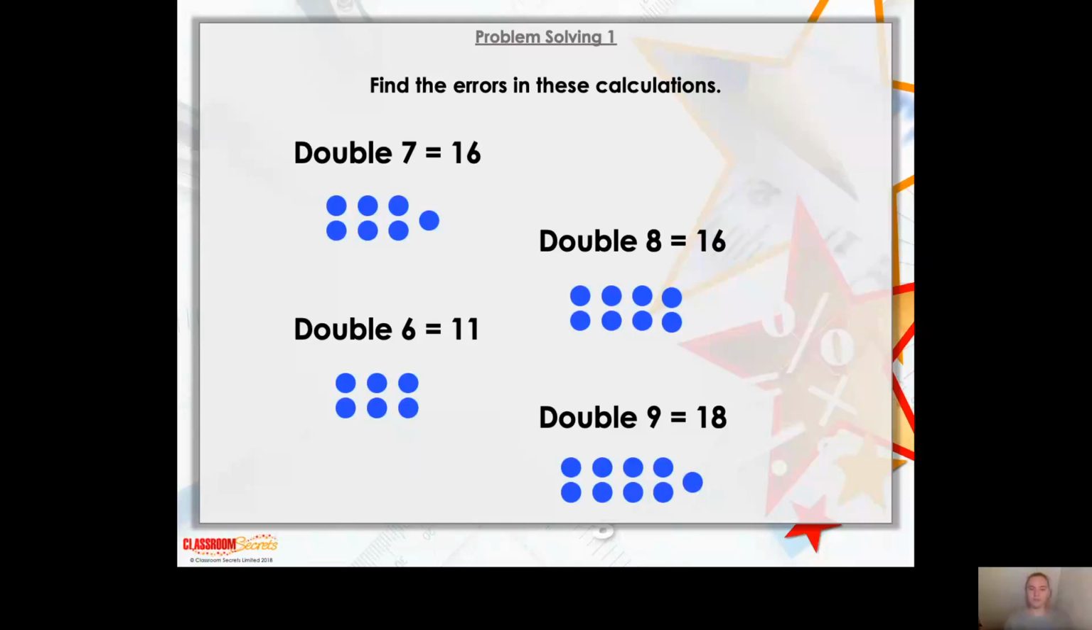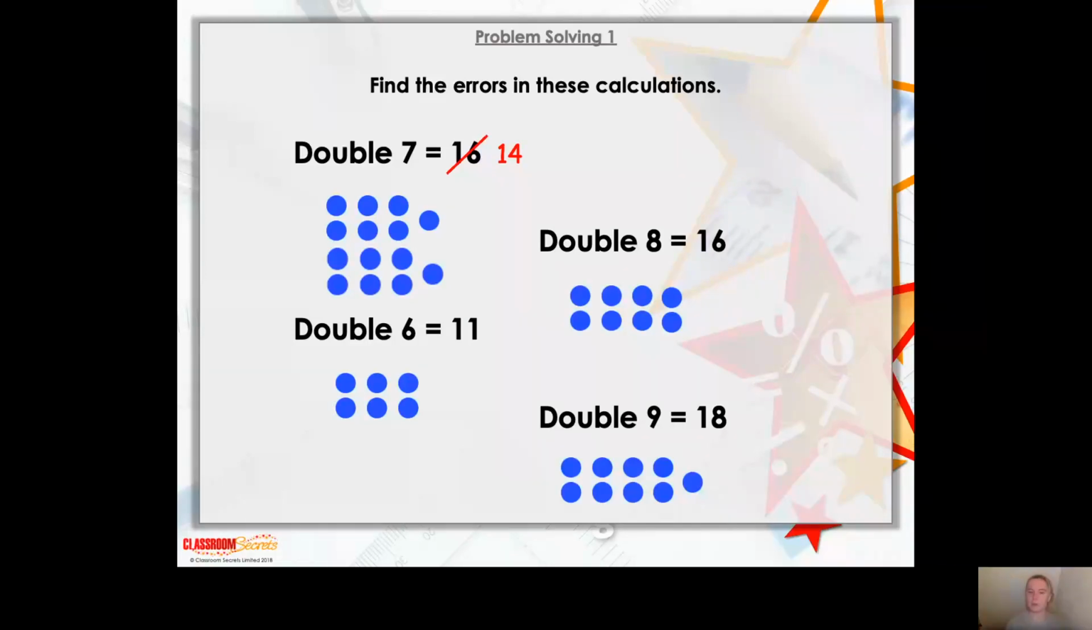So the first one, double 7 equals 16. So let's double the amount that there are. There we go. So I've doubled them. There are 2 lots of 7. And how many are there in total? Yeah, that's right. There aren't 16, are there? So we can cross that out. What's the answer instead? What's double 7? 7 plus 7. Yes, that's right. It's 14. So they've got that one wrong. Let's try the next one.